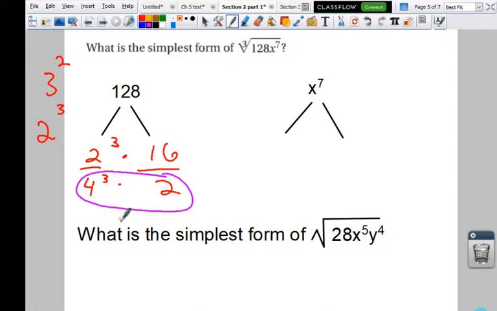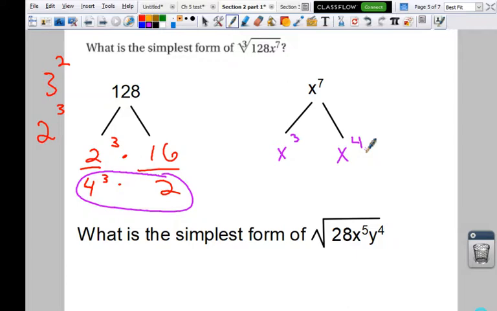Alright. So that is how I'm going to split apart my 128. And I'm going to look at x to the 7th. I want to split x to the 7th apart to be x to the 3rd and something else. If I have x to the 3rd over here, how many x's do I have left? 4, right?